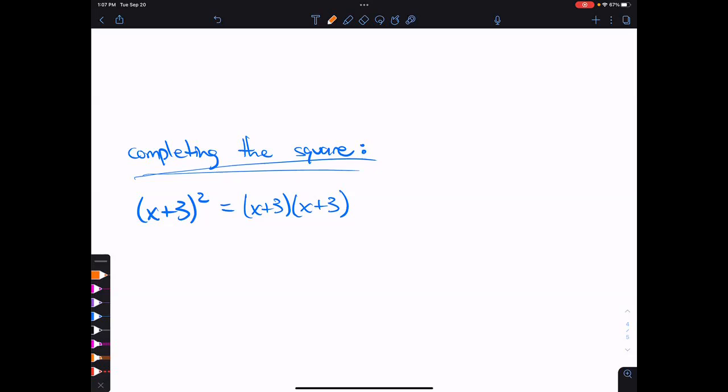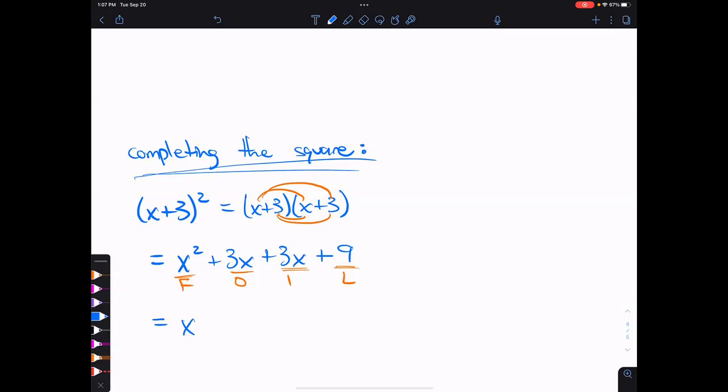Everything hits everything else. We get x squared from the first terms, plus 3x plus 3x again, plus 9. Distributing both of those, or from FOIL if you want. And then we combine like terms. Okay, so that's what expanding a perfect square looks like.